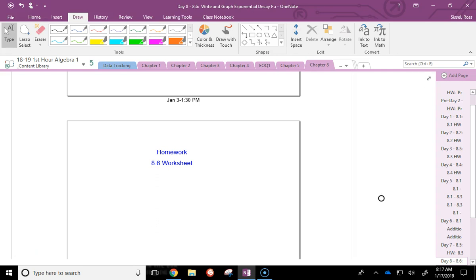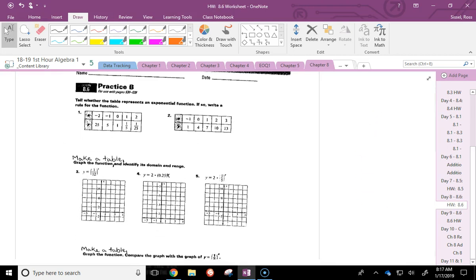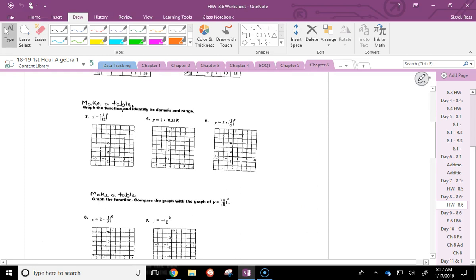Okay. Your homework. Biggest thing on this, you'll see it's telling you, make a table. Make a table to help you. Even if it's like on this one, even if you do it just for 3 points, -1, 0, +1.